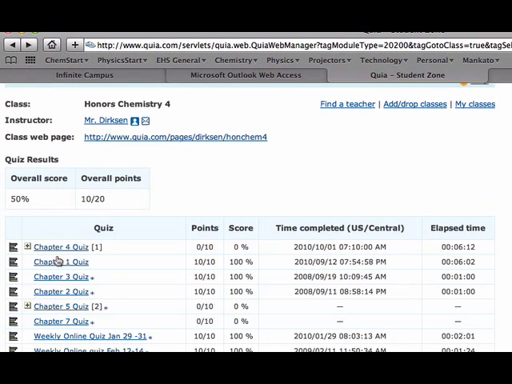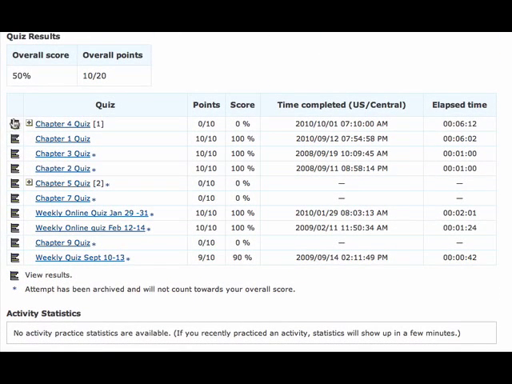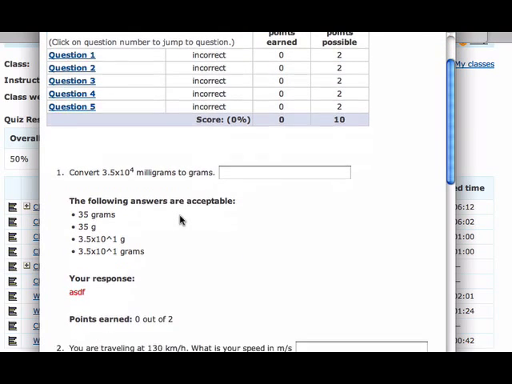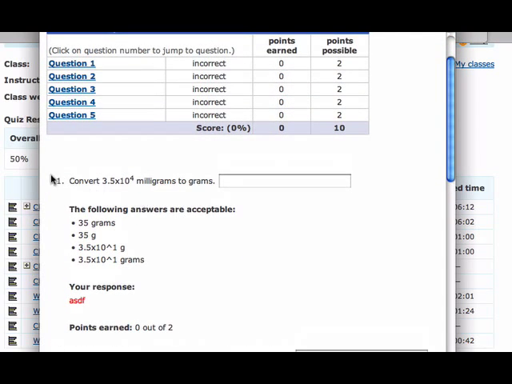And if I go back and I click on the bar over here for the quiz results, the results bar over here, it gives me the quiz. It tells me what question number we have, if I got it correct or incorrect, the possible points, what I earned, and obviously I did not do very well on this quiz because I didn't actually take it, I just tested it. So it gives you the question, the possible right answers.